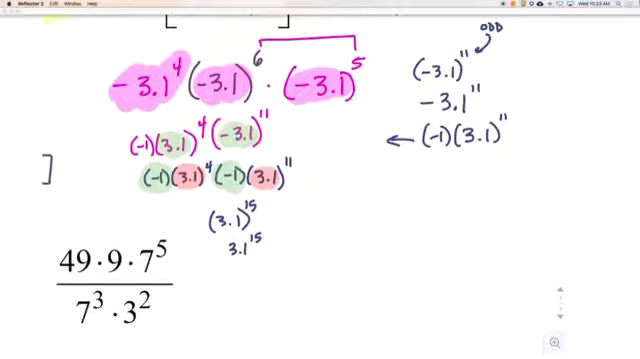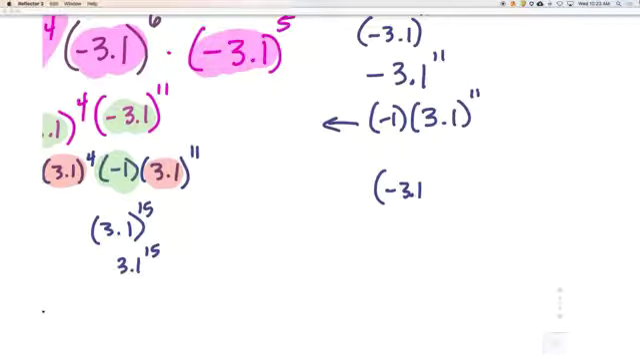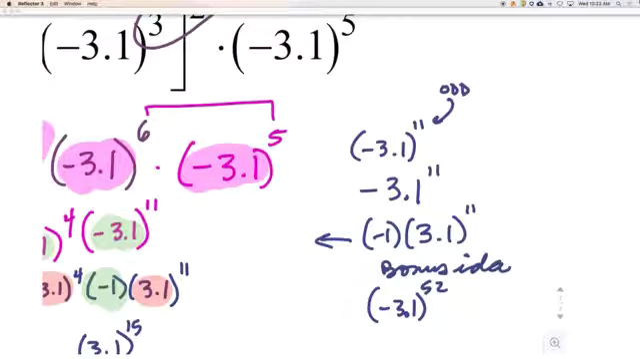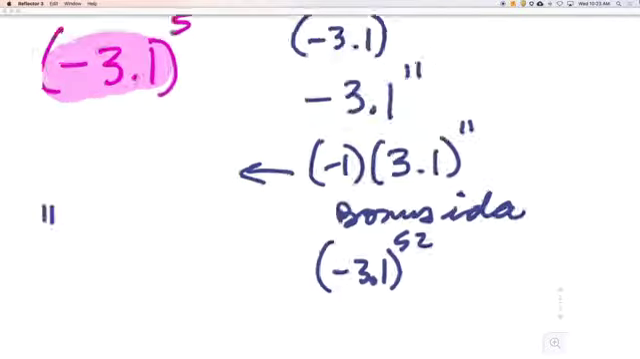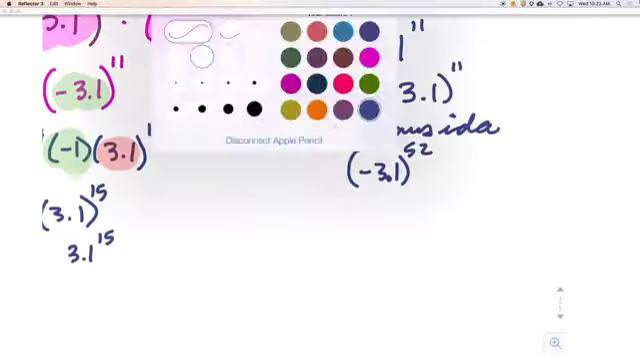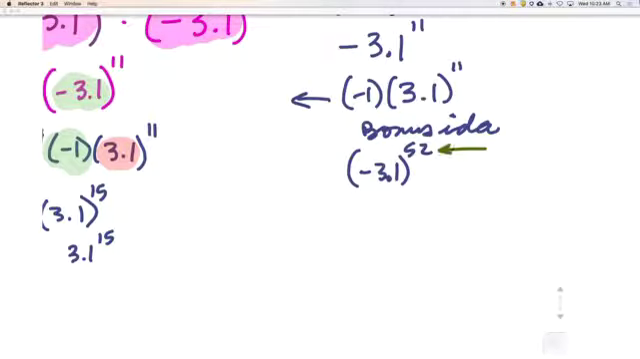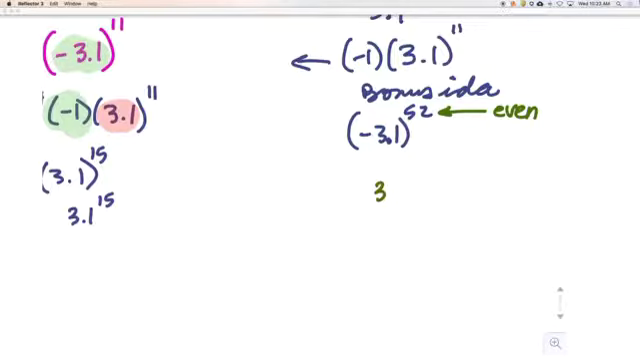Now, let's look at this. If this were negative 3.1, let's say, to the 52nd power, we'll call this a bonus idea. If it was an odd exponent, I know it's going to be a negative number. I could pull the negative out. But what if it's negative 3.1 to the 52nd power, where 52 is what type of number? Even. Is that answer going to be positive or negative? It's going to be positive. So I can just drop the negative altogether, can't I?